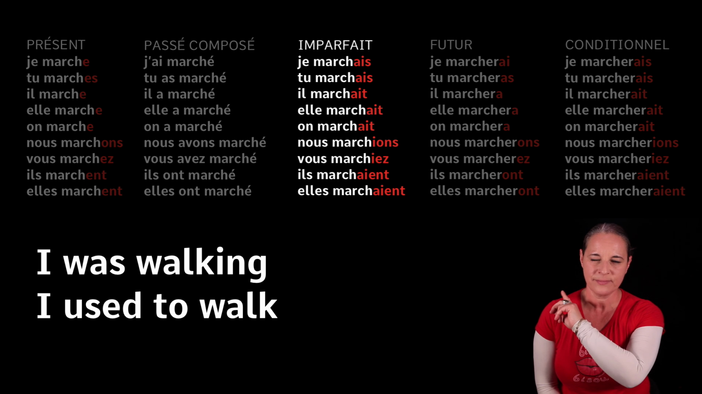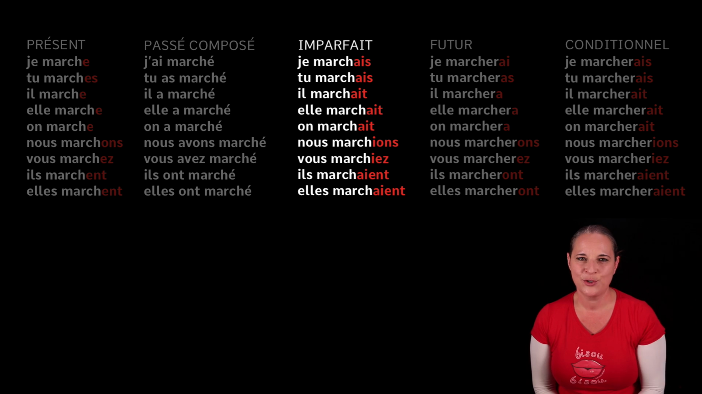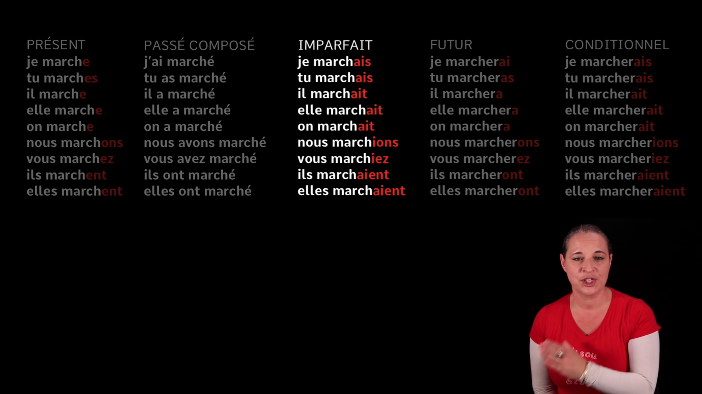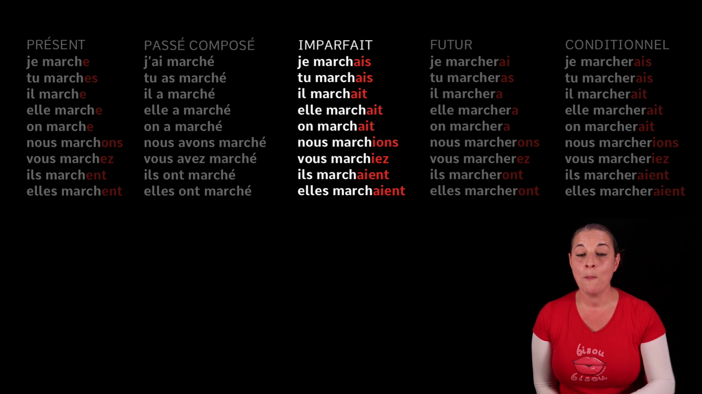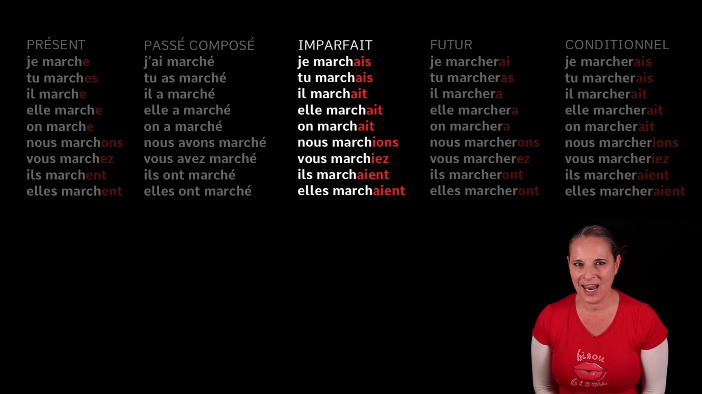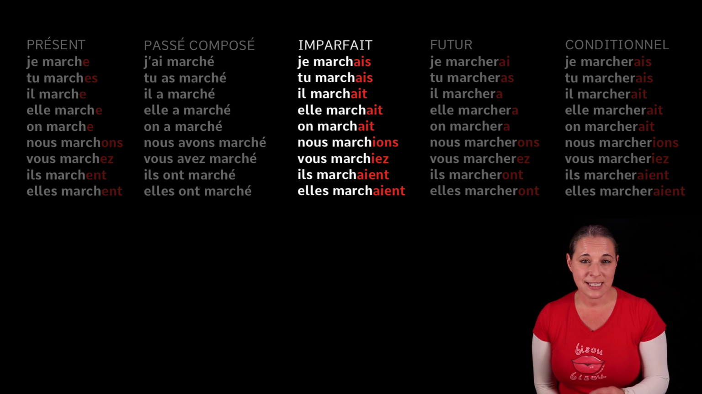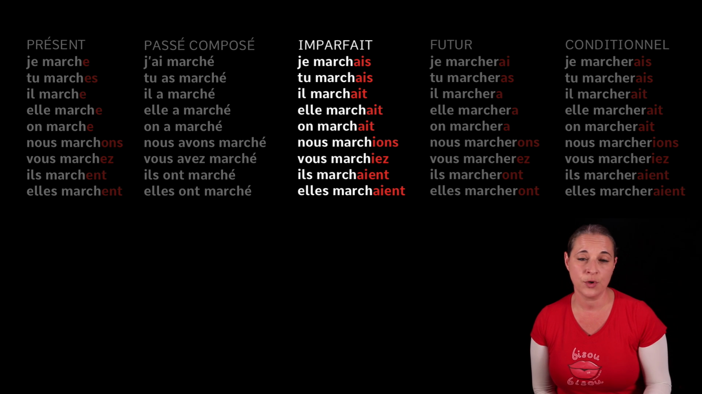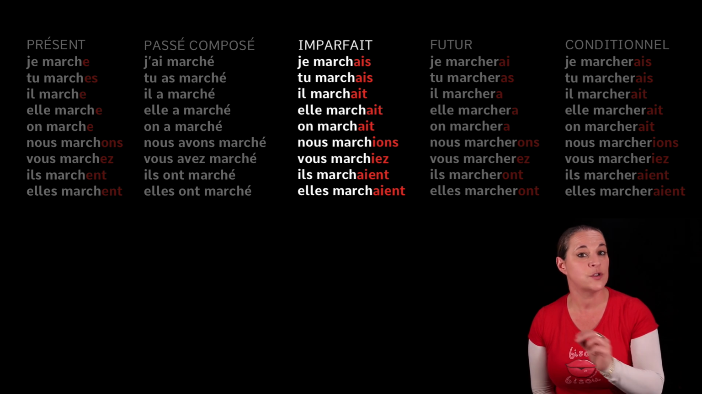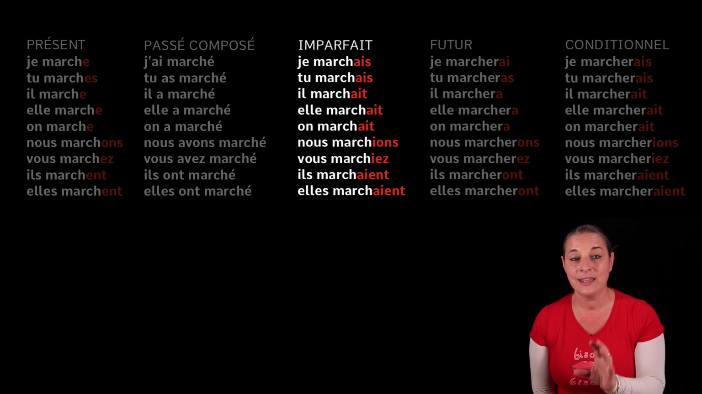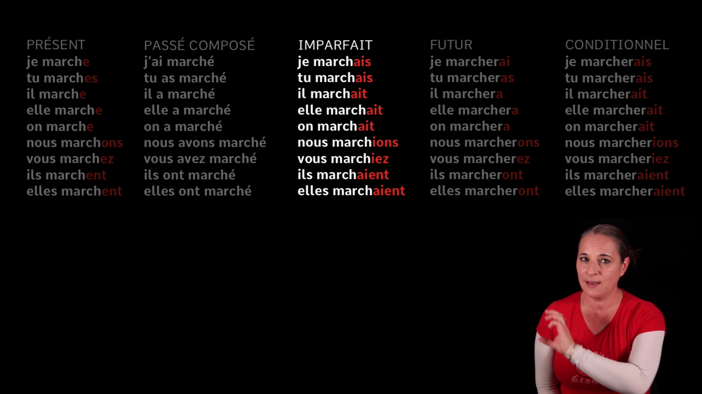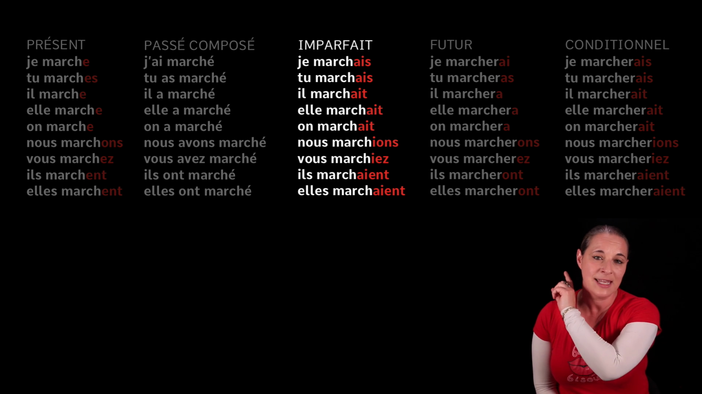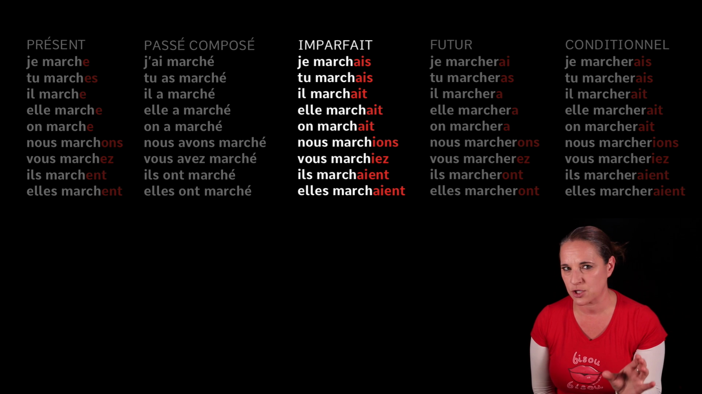Here we go. Je marchais, tu marchais, il marchait, elle marchait, on marchait, nous marchions, vous marchiez, ils marchaient, elles marchaient. And basically, we've just learned how to say I was walking, you were walking, or I used to walk, you used to walk. Now remember, okay, I was walking, I used to walk is the same in French. You form it by adding these special endings to the stem marche of the verb.